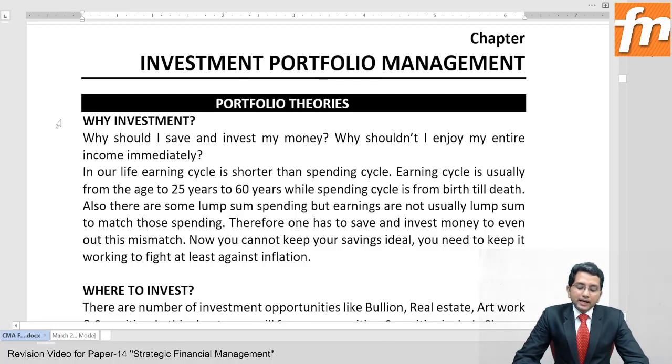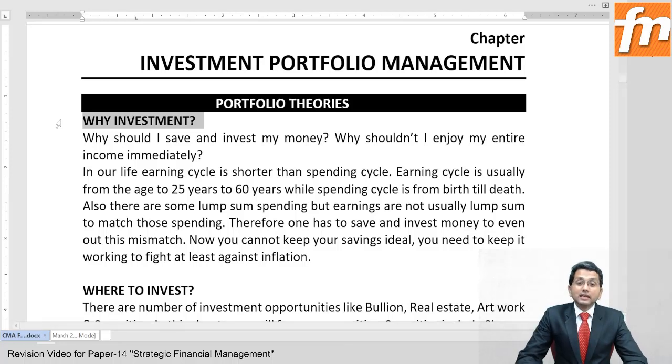Before I teach you what is portfolio management or what is investment portfolio management, the first question is, why should I make investments at all? I am an individual, I have a job role, I do earn salary. So when I receive salary, I should spend money for my house, for my clothing, for my food, for my entertainment, for education, etc. Why should I save some of my income? Why should I invest this money?